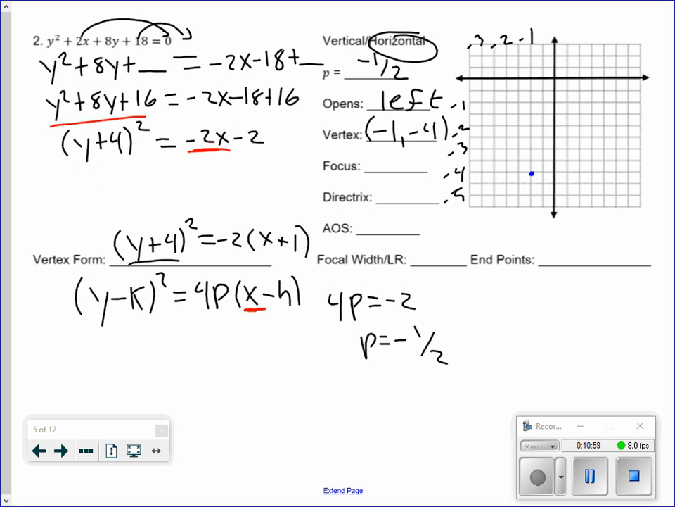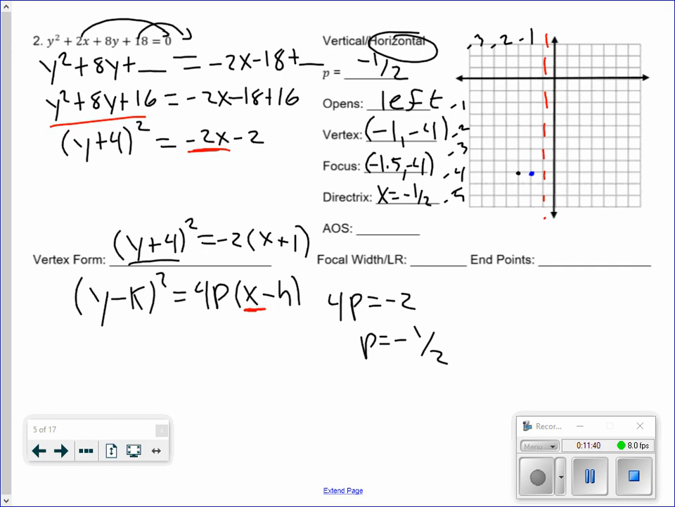And now my focus will be one p-value to the left. It's going to be one p-value towards the direction that I'm opening at. So I open to the left, so go 1/2 to the left. So I'll be right there. So my focus is at -1.5, -4. And then my directrix will be one p-value to the opposite side. So in this case, it'll be x equals, oh sorry, x equals -1/2. My directrix is x equals -1/2.